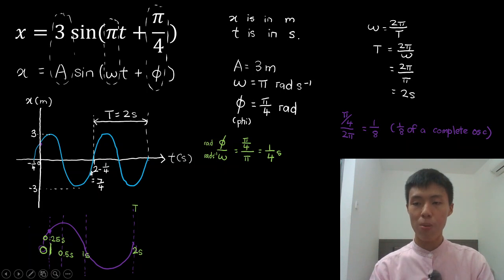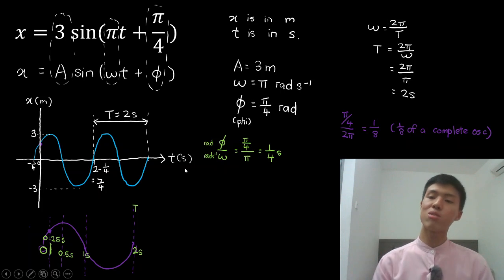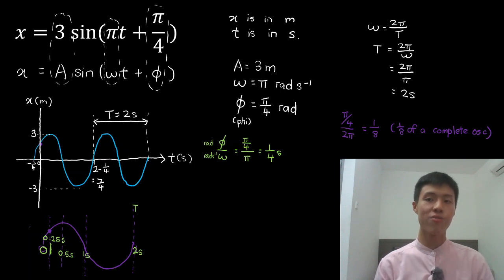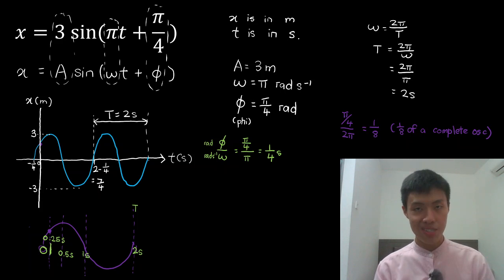How do I know how much I should change here for the time? I take phi divided by omega, then this is the time that I need to change. I subtract it because I shift the graph to the left. So I label all the necessary things, and this is my displacement time graph with phase constant.